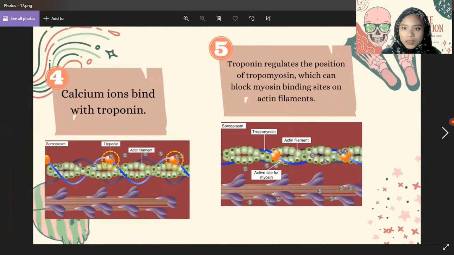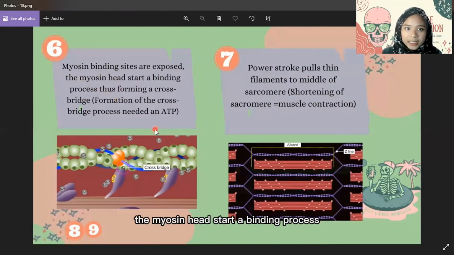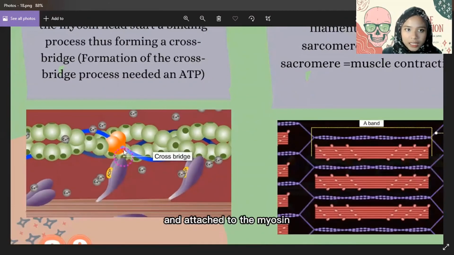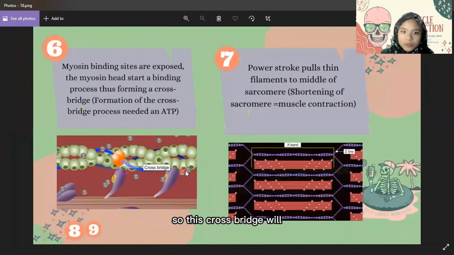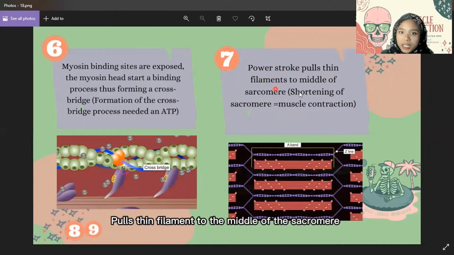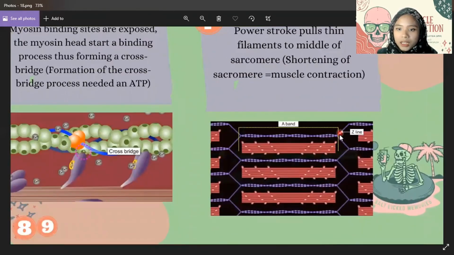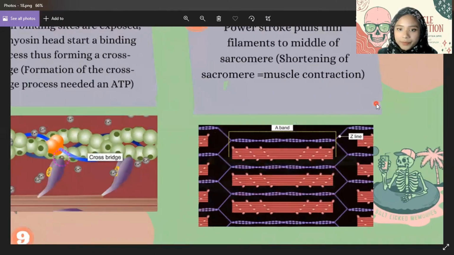The next one is that myosin binding sites are exposed. The myosin head starts a binding process, thus forming a cross bridge. The purple one here is a myosin head attached to the myosin binding site, which leads to the forming of a cross bridge. This cross bridge will generate a power stroke that pulls the thin filament to the middle of the sarcomere, which is the shortening of the sarcomere. You can see here there is a shortening of the sarcomere, which leads to muscle contraction.